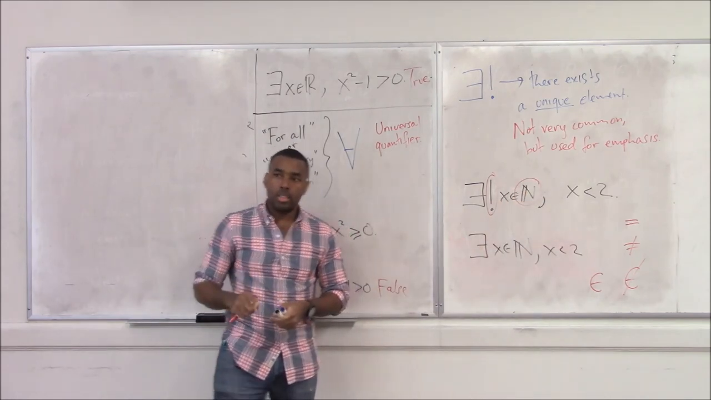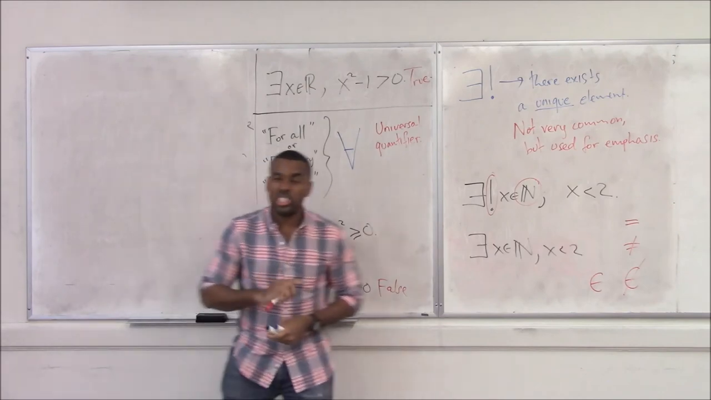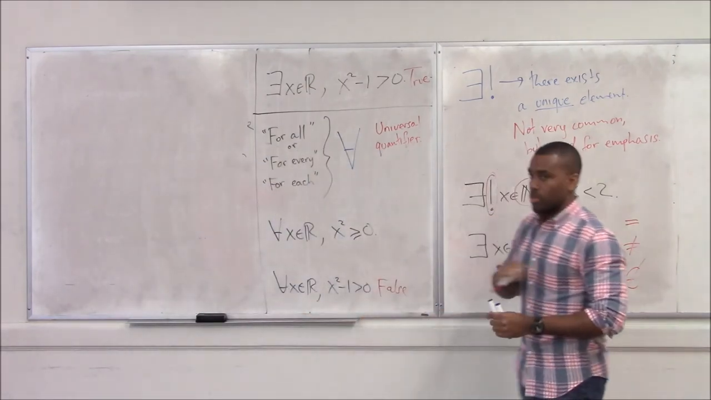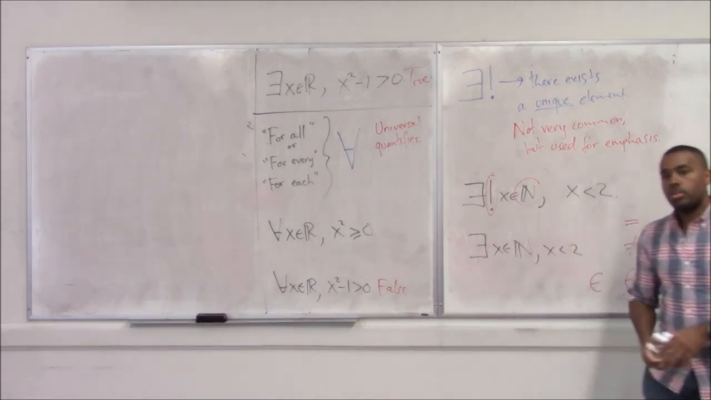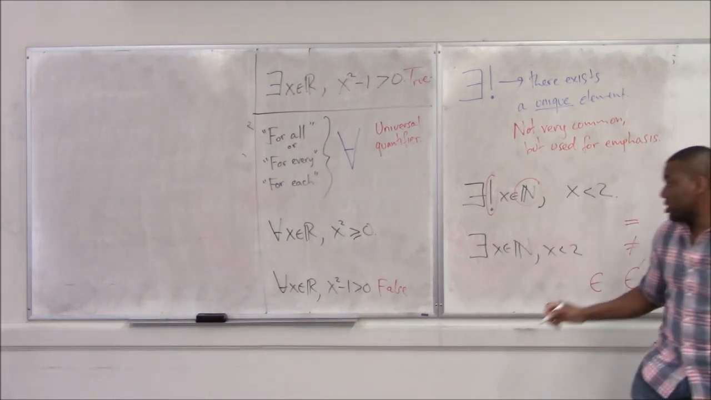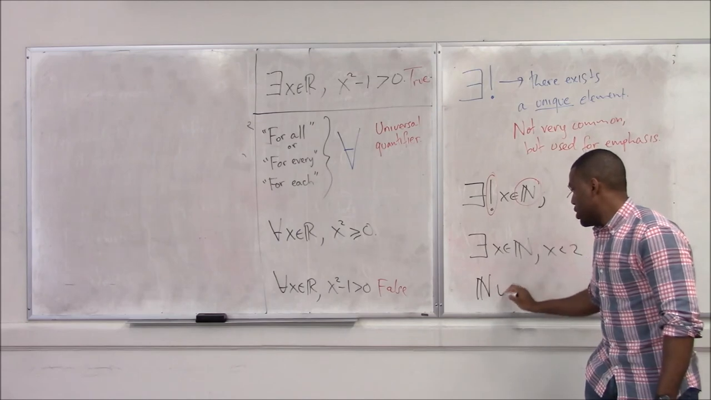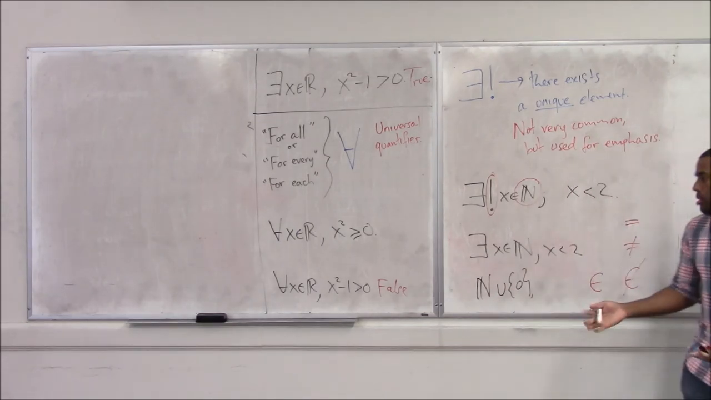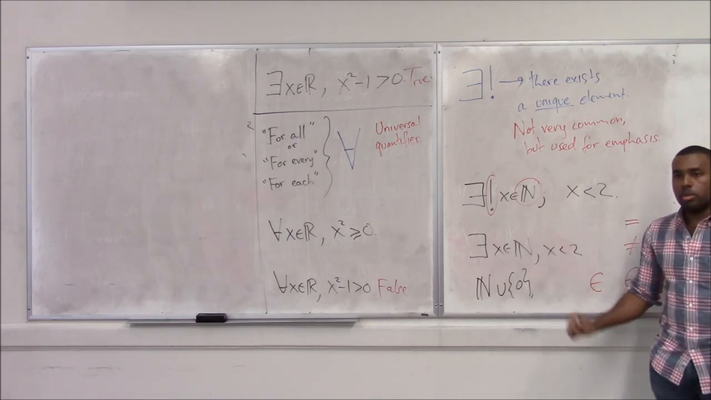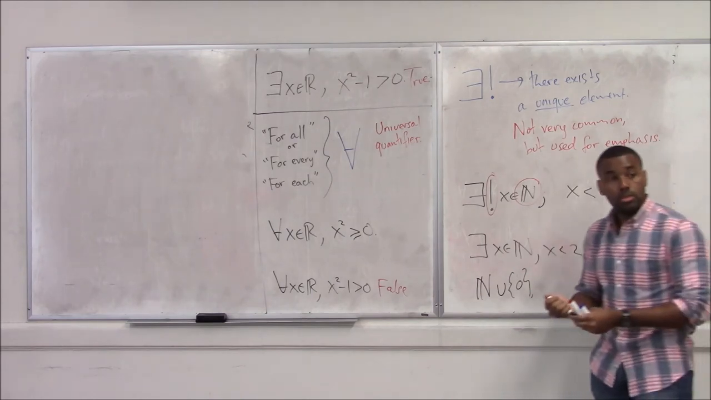I believe in our textbook, zero is not included. So whenever you're reading our textbook, it starts at one. And if they want to include zero, they'll do something like N union the set {0}, which can sometimes make the notation a little bit more cumbersome, but it just depends.